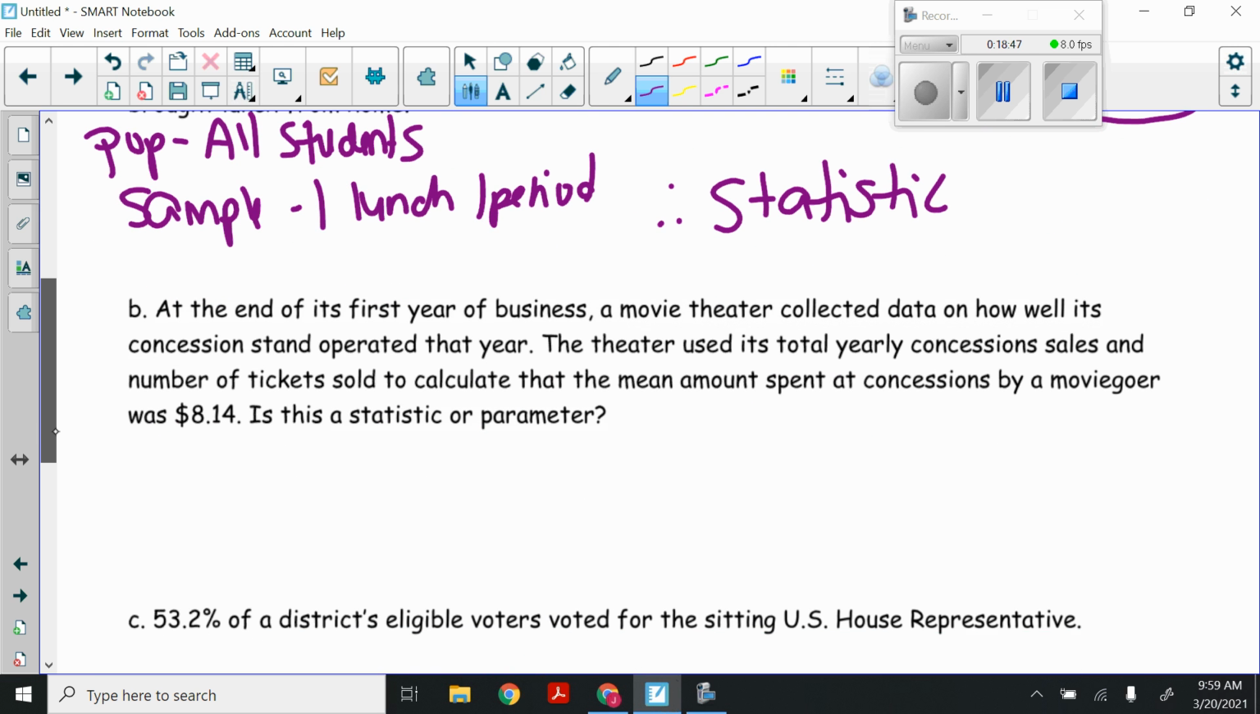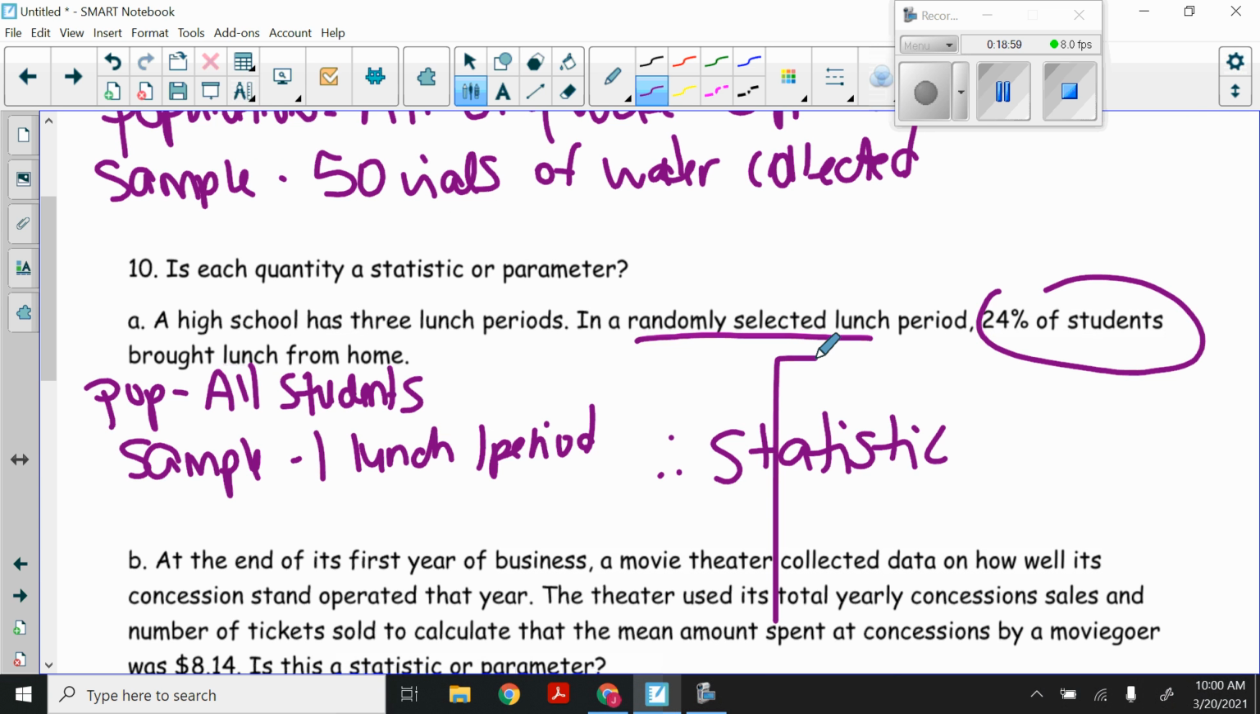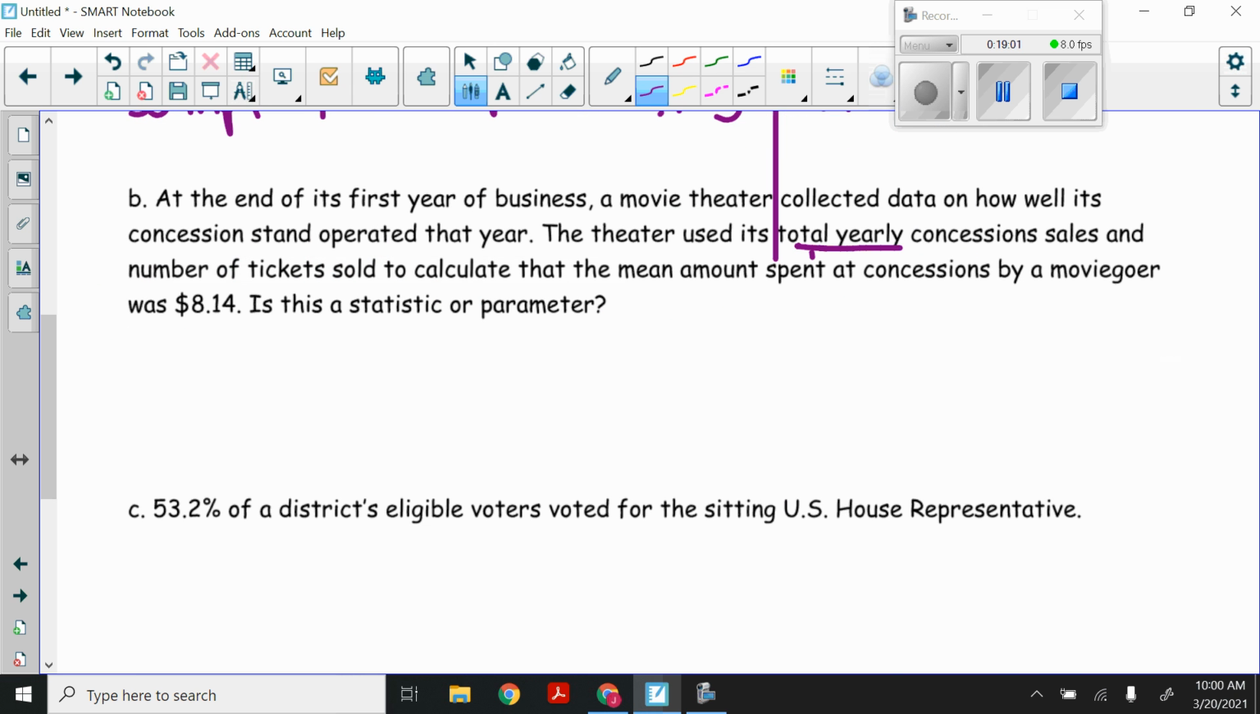B, at the end of its first year of business, a movie theater collected data on how well its concession stand operated that year. The theater used its total yearly concession sales and the number of tickets sold to calculate the mean amount spent at concessions by a moviegoer was $14. Is this a statistic or a parameter? Okay.